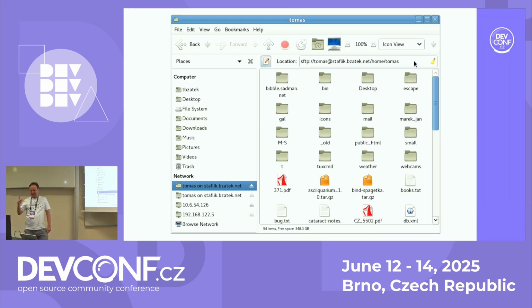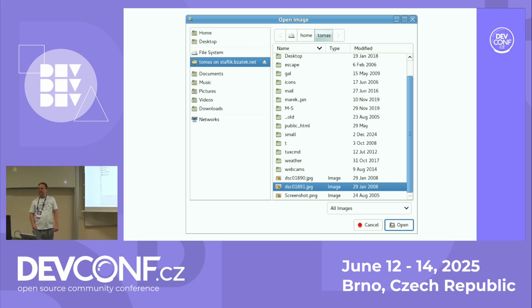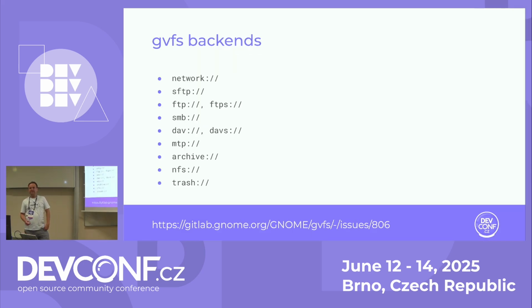Just an example, this is a file browser in GNOME. Notice the URI in the top right corner. I'm accessing my home machine through SFTP. And it's also integrated, for example, in the GTK file chooser. It will show up as a folder and you can just open a file from anywhere. This is a non-exhaustive list of backends. Most commonly used for you will probably be SFTP and Samba browser.